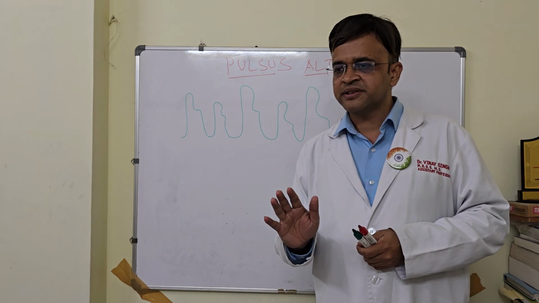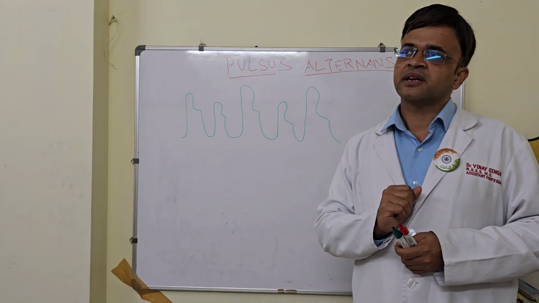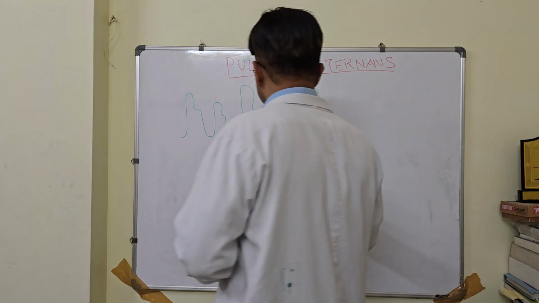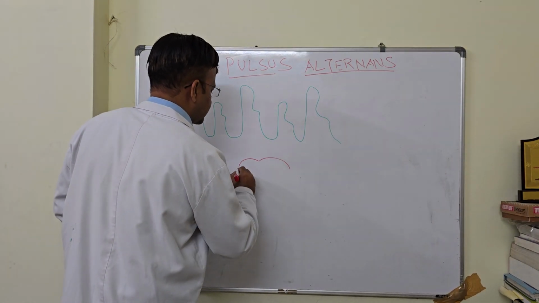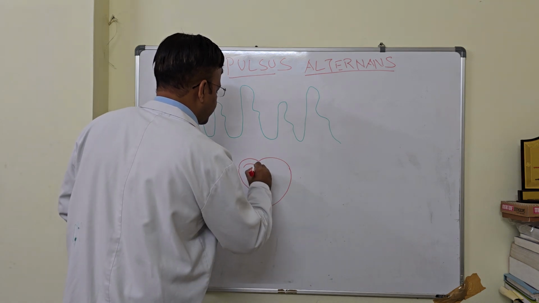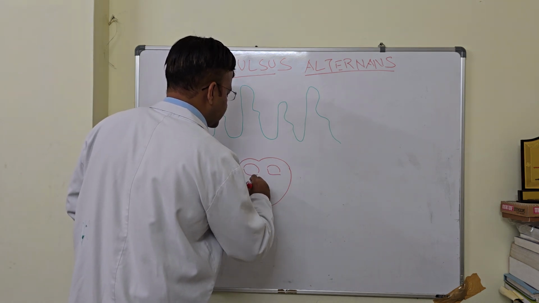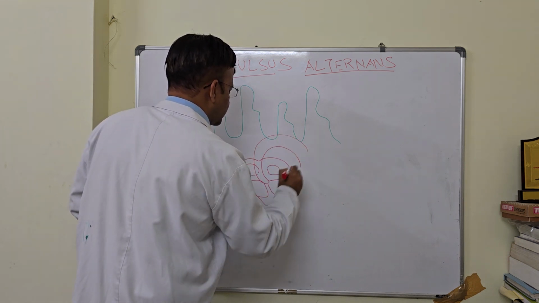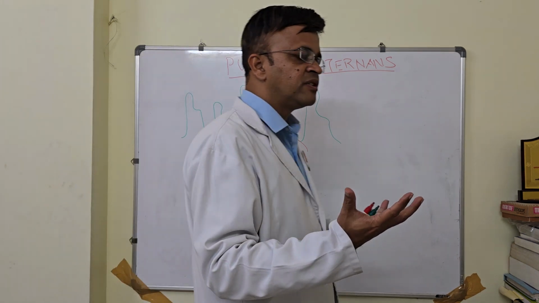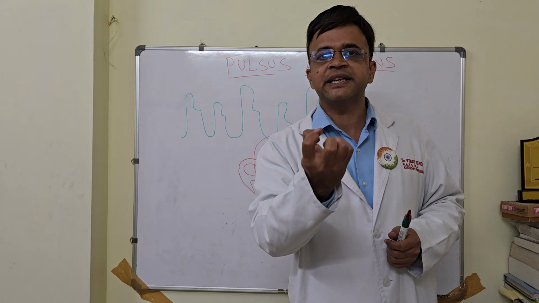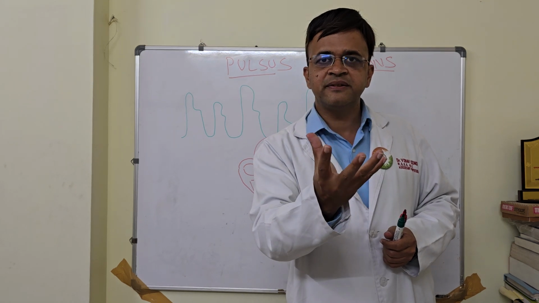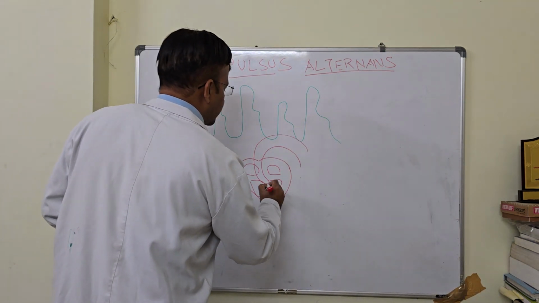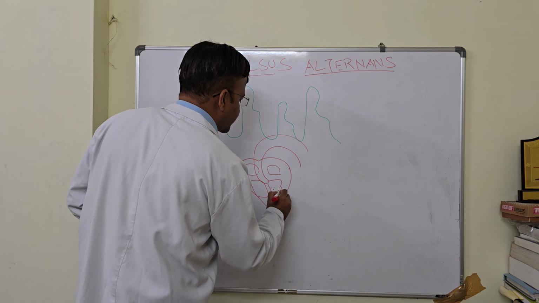For understanding pulsus alternans, you need to visualize. Suppose there is a weak heart. We have a ventricle which is weak, a weak left ventricle. Now it is not contracting properly. Arch of aorta. Since this left ventricle is not contracting properly, some blood will be left inside this left ventricle even after the contraction.